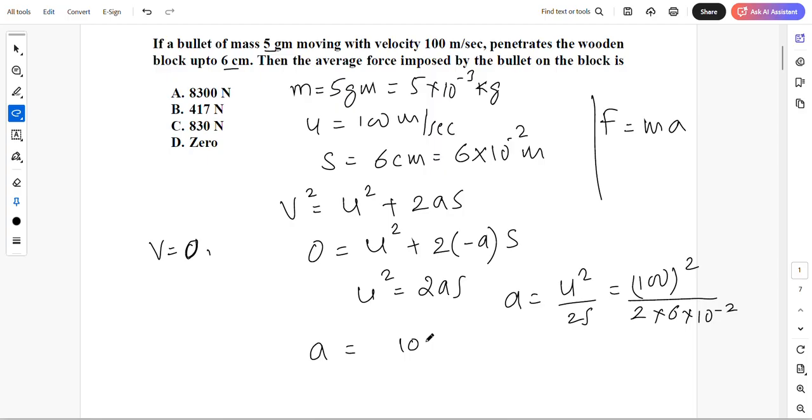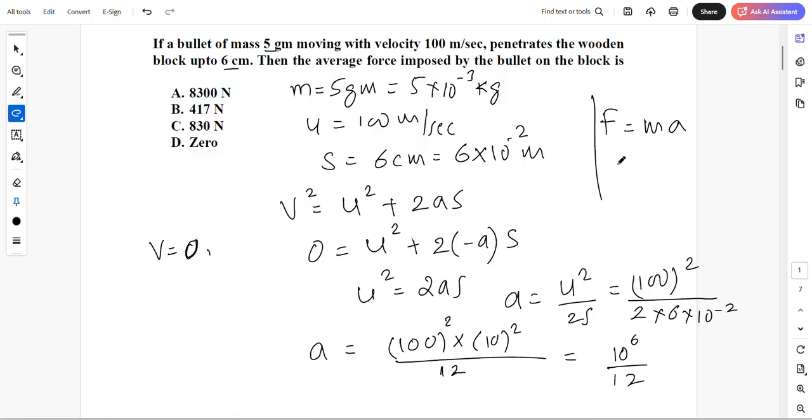Therefore, a is equal to 100 square into 10 to the power of 2 by 12. I will write this as 10 square, which means 10 to the power of 4. 10 to the power of 4 plus 2 is 10 to the power of 6 by 12.